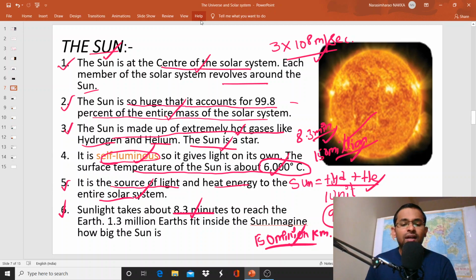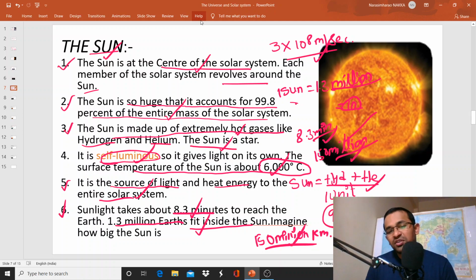And 1.3 million Earths fit inside the sun. That means one sun equals 1.3 million Earths. I already told you 1 million is equal to 10 lakhs. So if these many Earths are grouped together, it is equal to the size of the sun. Okay?